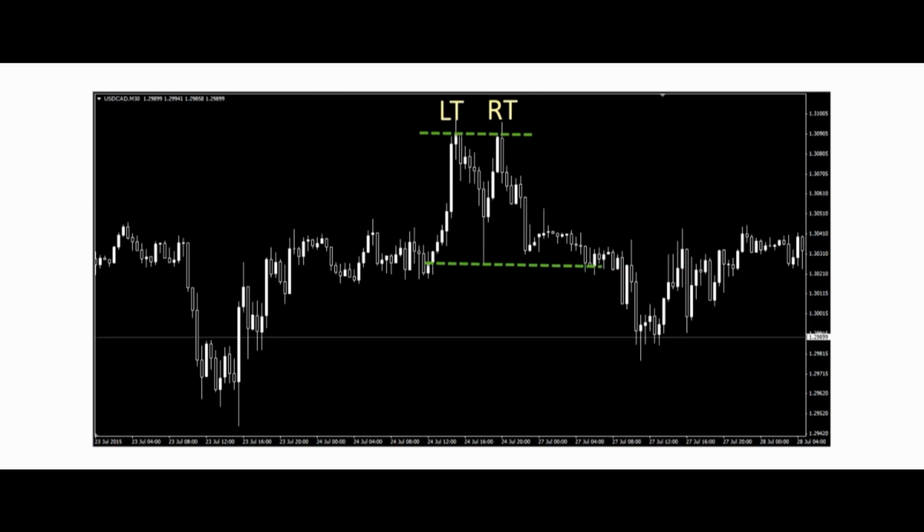Here is another example on the dollar CAD, where we can see the left top and the right top. Maybe these 2 tops don't seem so equal, but we need the price to be a couple of points, or better say pips, different. So you cannot allow the difference, let's say, of 50 or 60 pips between 2 peaks, but you can allow a 5 to 10 pip difference, especially on the higher time frames. Again, after a breakout, we are going to see a spike lower, like in this case.